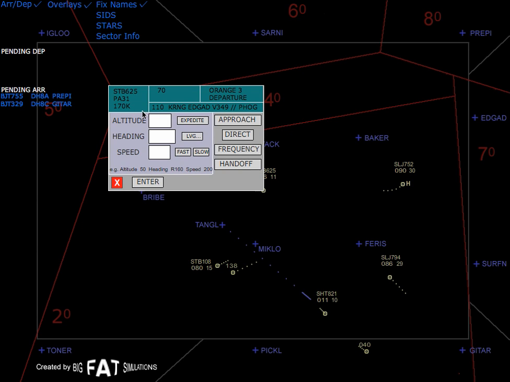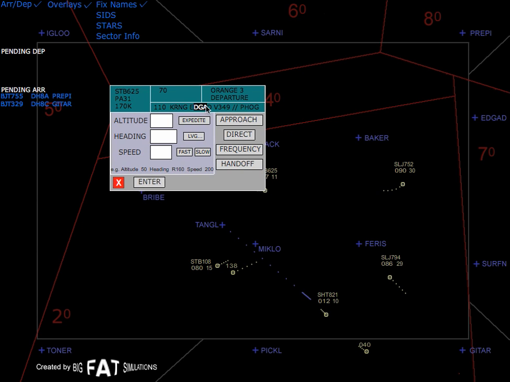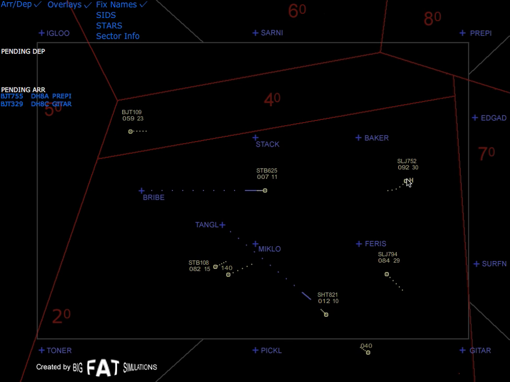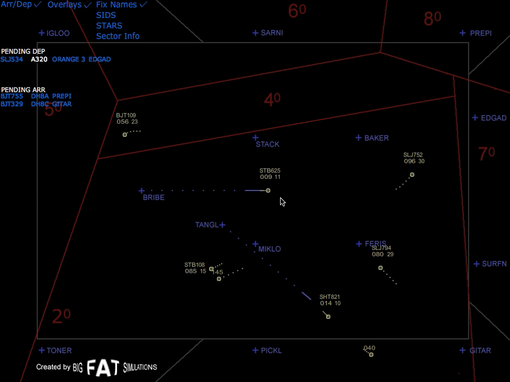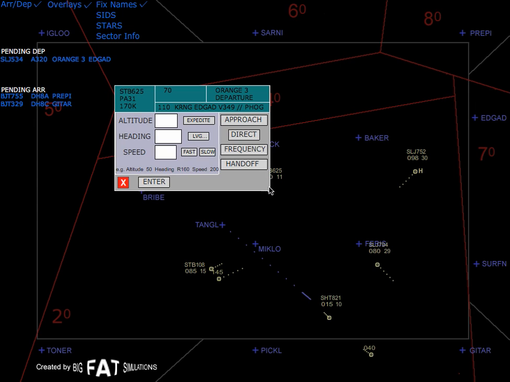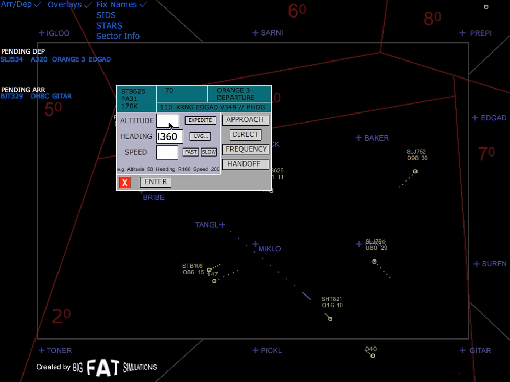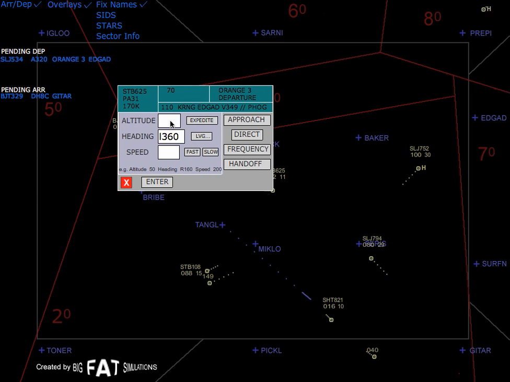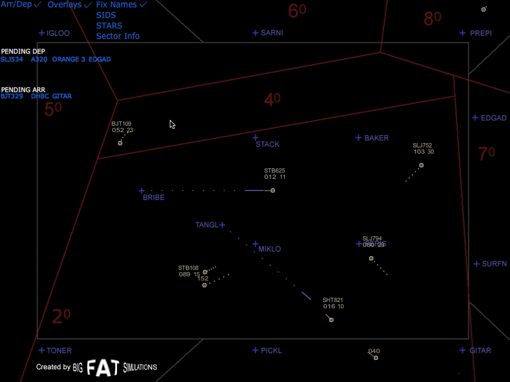Here's another departure. It's a Navajo going to EDGAD, doing the same thing as this jet did. Do I have any more pending departures? Yeah, I sure do. I've got an Airbus climbing off the same airport going to the same place. So it's a slow airplane being chased down by a faster airplane. My solution to this is to give this aircraft an immediate left turn to get them out of the way. I'm going to give them their requested altitude of 11,000 feet when I can. For now, it's just 7,000.